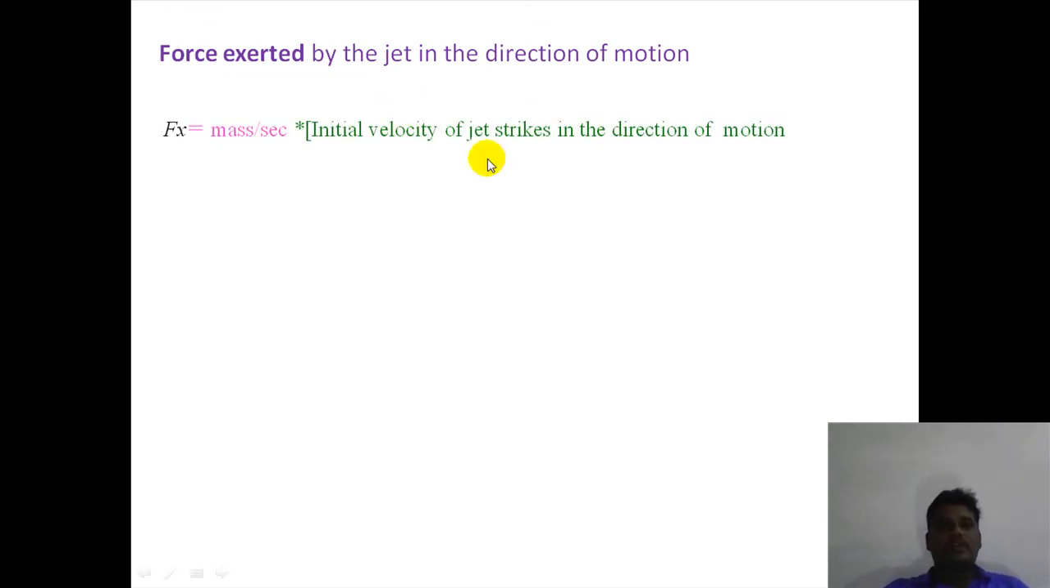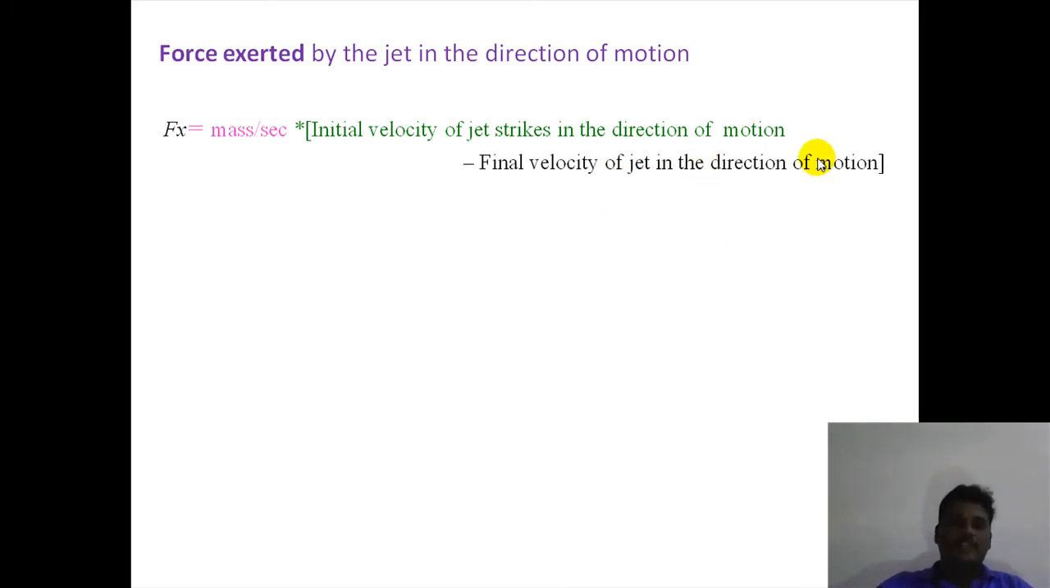Force exerted by jet in direction of motion is equal to Fx, which is equal to mass per second multiplied with the initial velocity of jet striking the object in the direction of motion minus the final velocity of jet in the direction of motion. Now mass per second is nothing but rho a (V minus u) square.